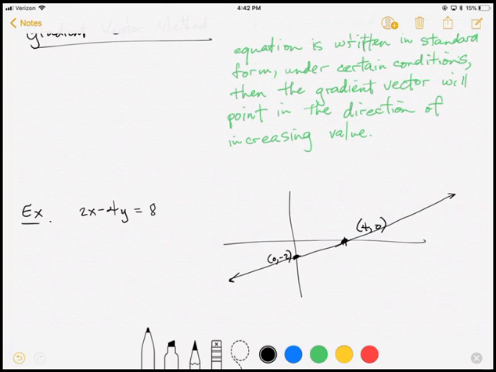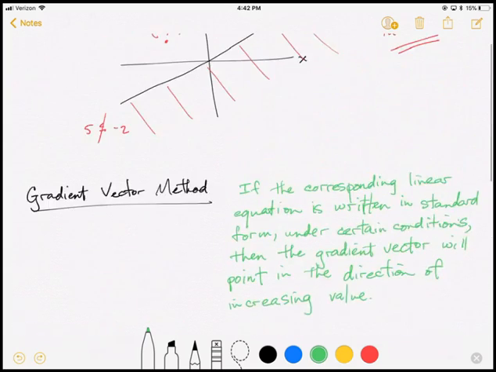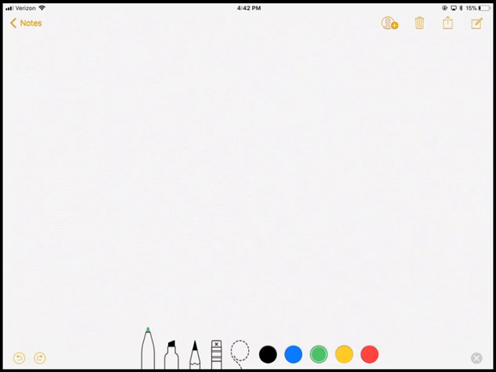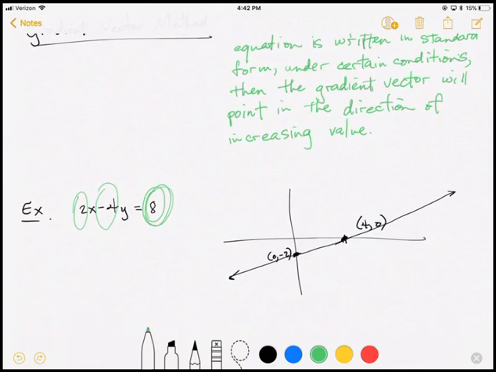And what the gradient vector is. And the gradient vector, simply enough, will just be the coefficients of the x and y terms. That's it. Under the condition that the right-hand side is positive, it needs to be greater than 0. In this case, the right-hand side is indeed greater than 0.